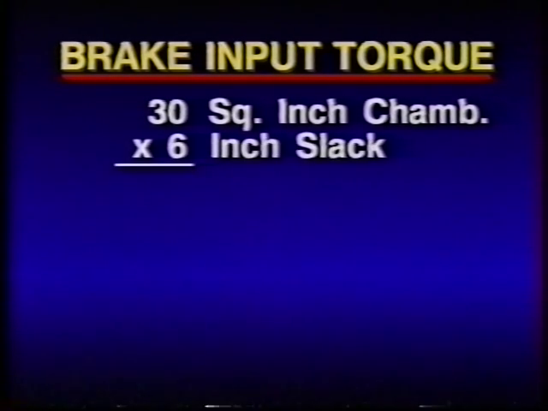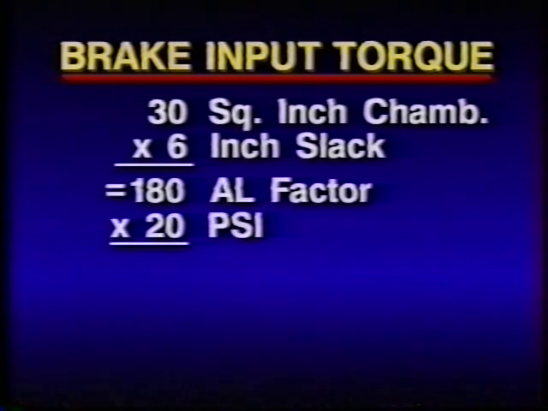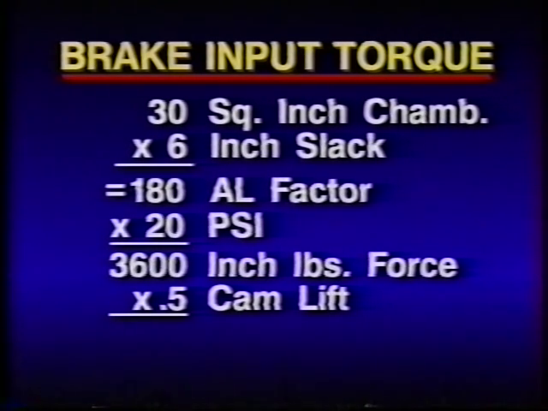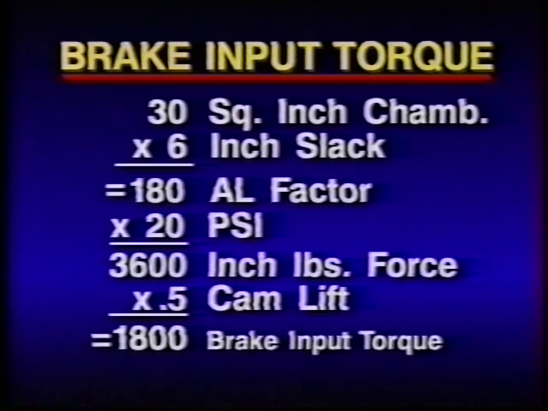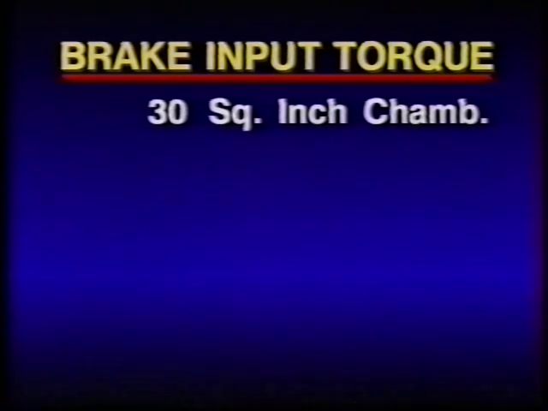For example, most trailers use a 30-inch air chamber with a 6-inch slack adjuster, yielding an AL factor of 180. With 20 psi at the air chamber, the force on the S-cam is 3,600 inch-pounds. And with a 0.5 S-cam lift factor, the torque is 1,800 inch-pounds. Changes that might seem insignificant can drastically change these calculations.